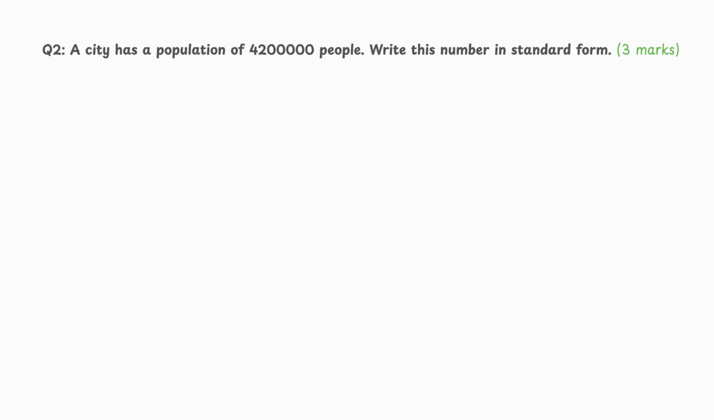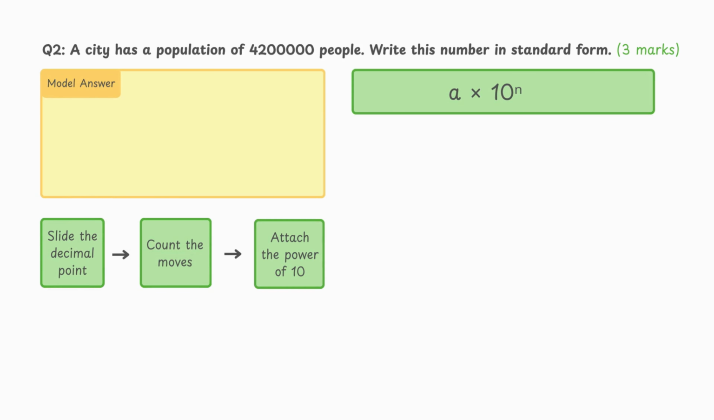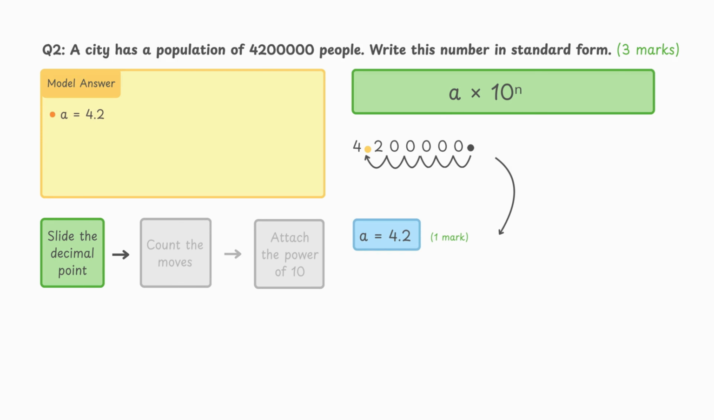Now let's look at this question carefully. A city has a population of 4,200,000 people. We are asked to write this number in standard form. This question is worth 3 marks. First, we slide the decimal point to make a number between 1 and 10. So 4,200,000 becomes 4.2. This earns 1 mark.